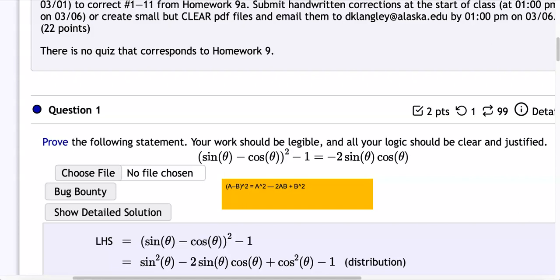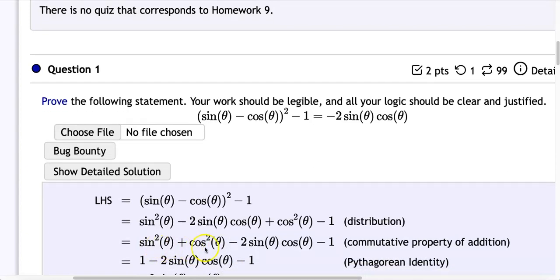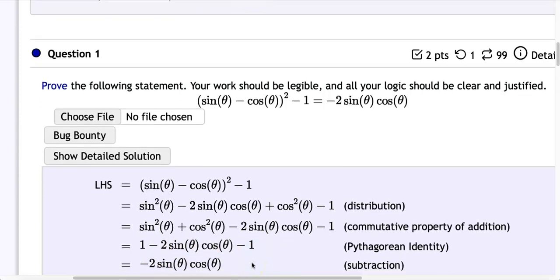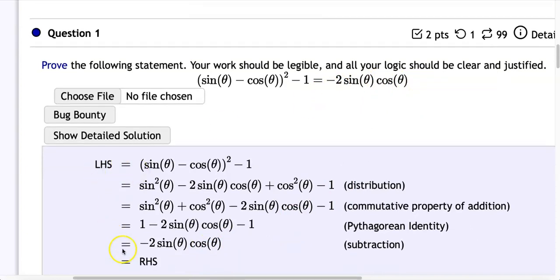Now, next what we're going to do is rearrange the cosine squared to be next to the sine squared using the fact that addition is commutative. And notice that once they are together, then we are allowed to do a substitution using the Pythagorean identity. We replace sine squared theta plus cosine squared theta with the 1. And then this is going to allow you to take the 1 minus 1 and allow those to cancel out. They are additive inverses, leaving you just then with the negative 2 sine theta cosine theta, which is the right-hand side. So this is left-hand side equaling right-hand side.